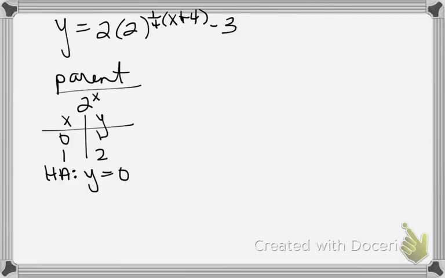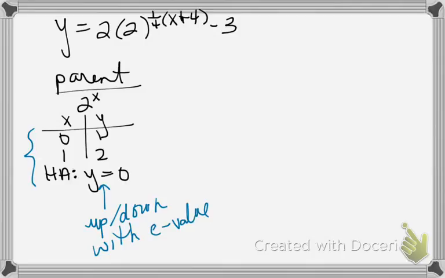Okay, so I've gotten ready here with my parent function key points, three key pieces of information. My horizontal asymptote is going to move up and down with whatever the c value is. Okay, so in this case, my c value is -3, so my horizontal asymptote is going to move down 3 units. Okay, so here we go.